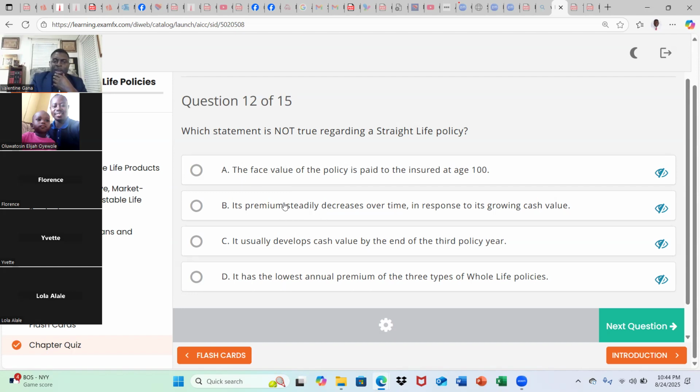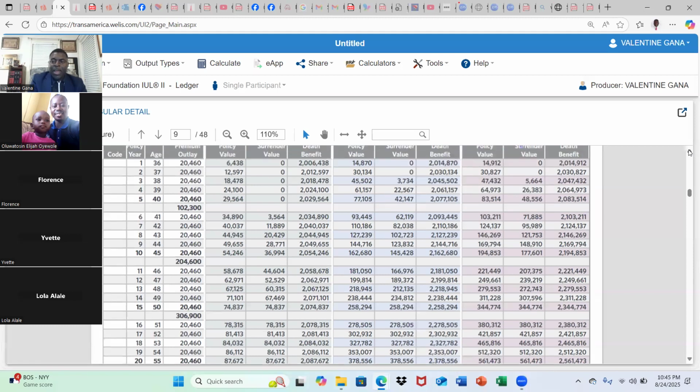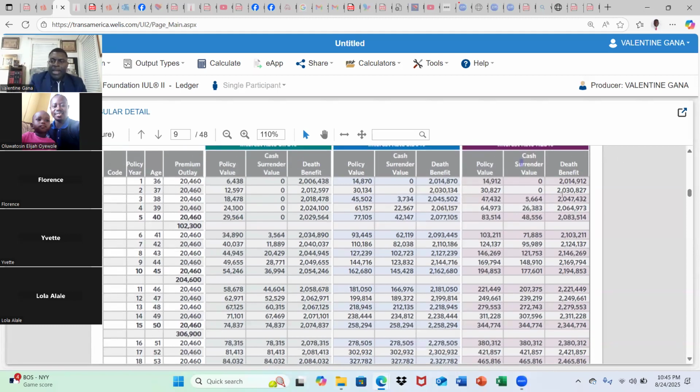Let's read. We know some of the characteristics of a whole life policy. The face value of the policy is paid to the insured at age 100, which is true. Life policies mature at age 100. Look at C. It usually develops cash value. Yeah, it's not true. So C, and let me show you something. Though this is in a universal life, universal life is a form of whole life, but much more advanced. By the end of the third year, see here, it is developing cash value, which is true.